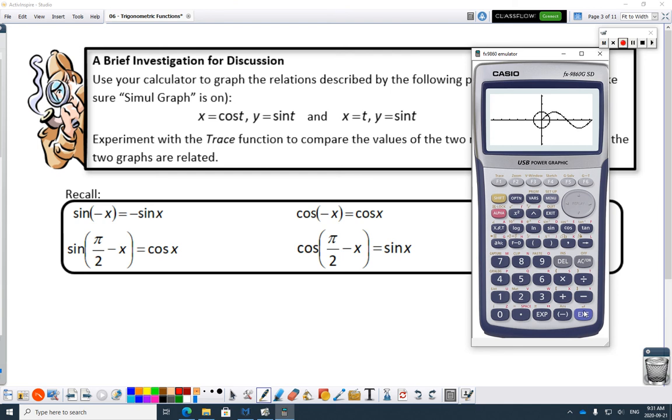What it's trying to model, and what this example is trying to do, is when a Ferris wheel goes around, what the graph of height would be. So as you go around on a Ferris wheel, and if you graphed your height, this is what would happen.